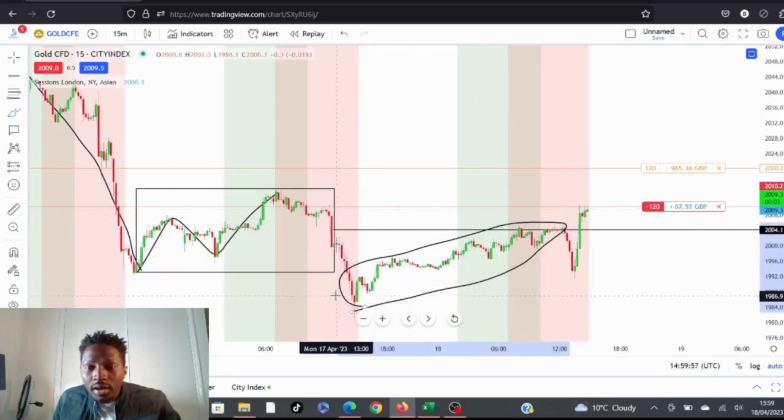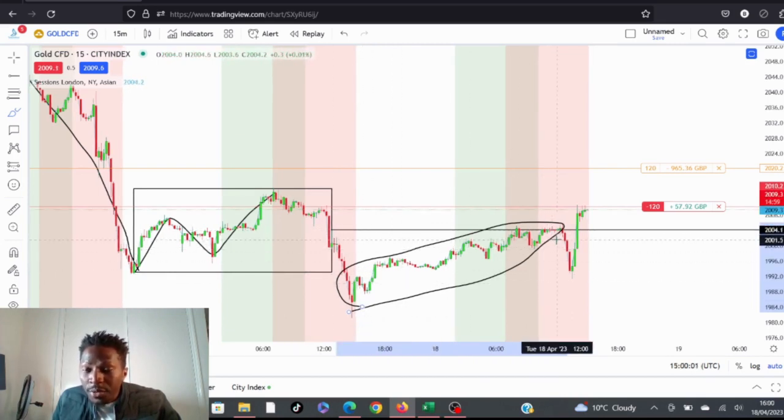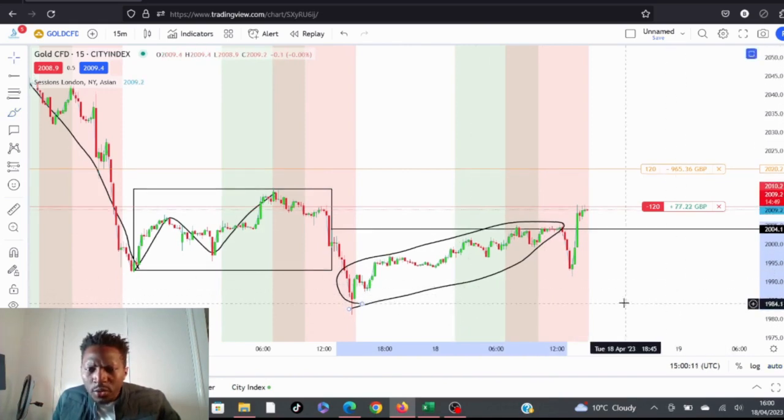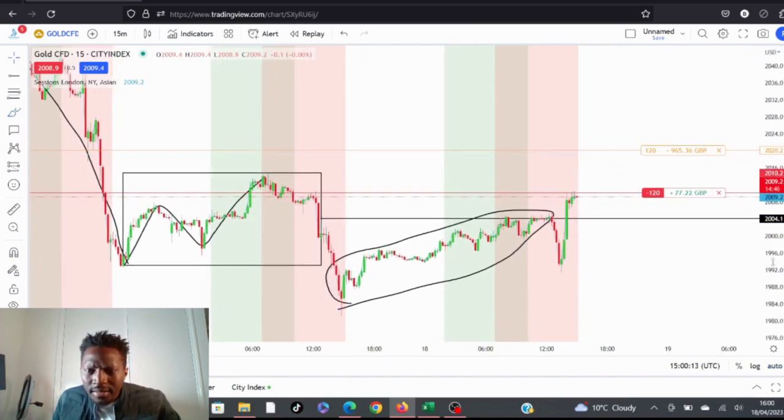Now this is another corrective pattern. This is a corrective pattern, and this corrective pattern always breaks in the direction of the trend. The market moves down, corrective pattern, the market breaks. But I released a video a few days ago, and I talked about structures like this.